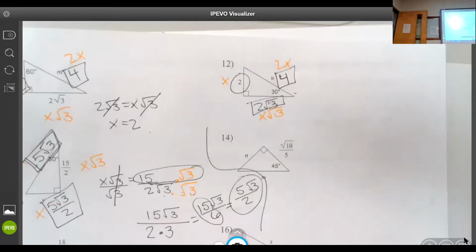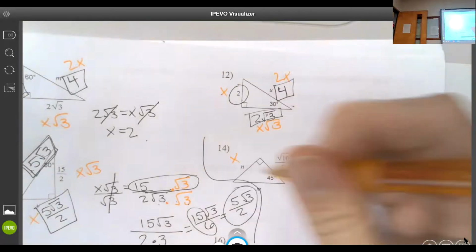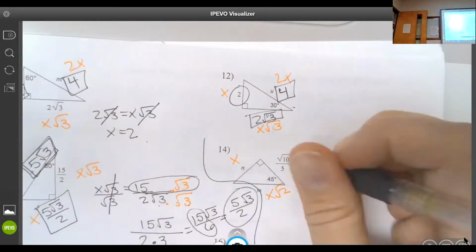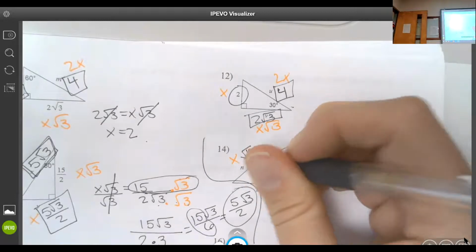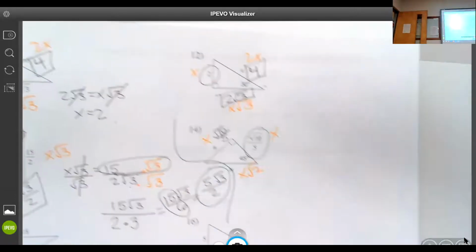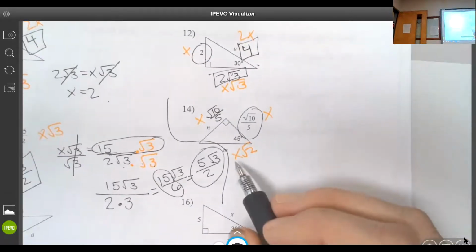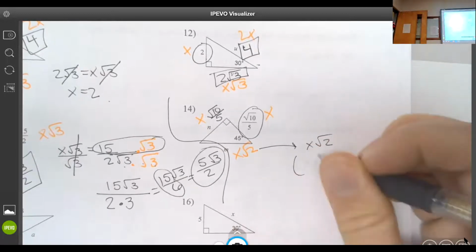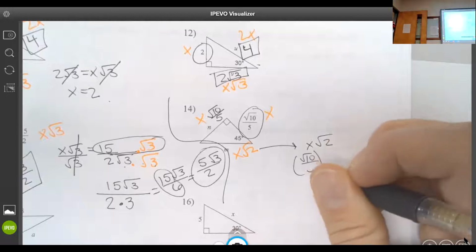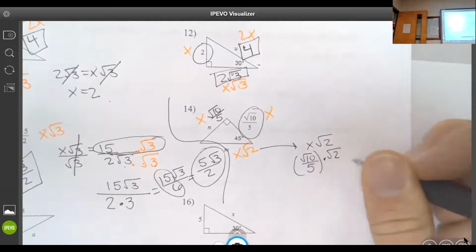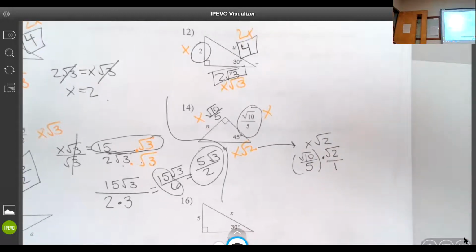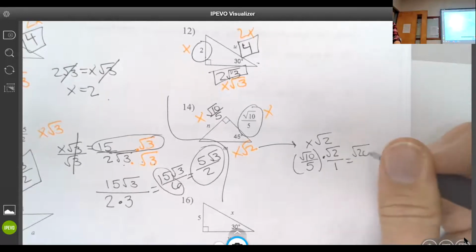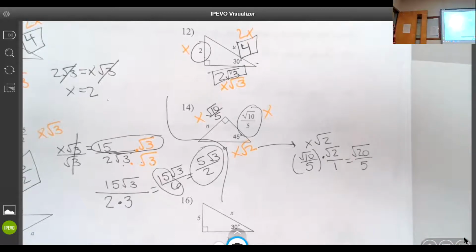Then I have a 45, 45, 90. At least I'm given a side that's x. So I know x is rad 10 over 5. So this is rad 10 over 5. And the hypotenuse is x rad 2. So I'm going to do that. X rad 2, x is rad 10 over 5 times rad 2, which would be rad 2 over 1, which gives me the square root of 20 over 5.